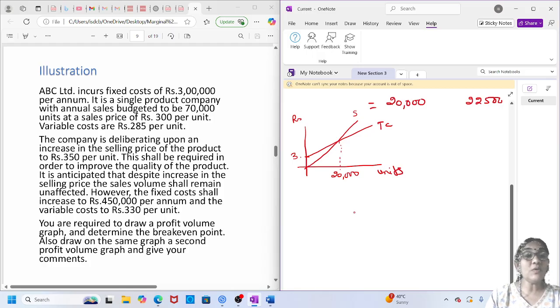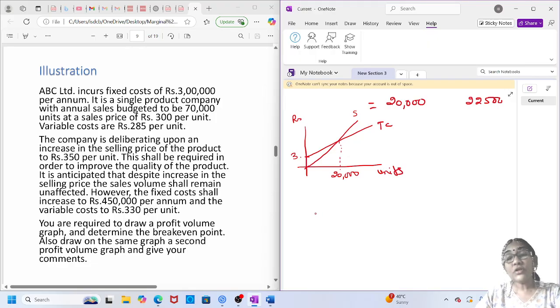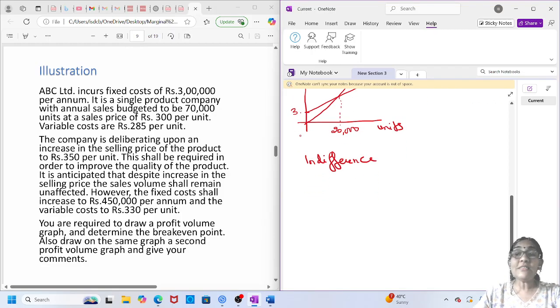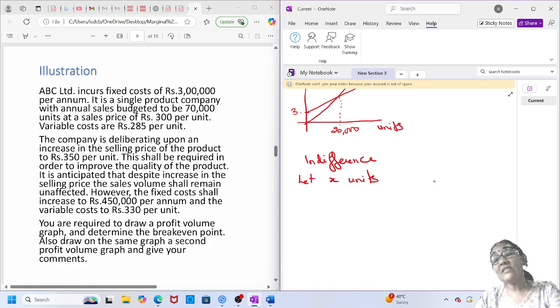But they have also asked us to comment on it. Now let us also find the sales at which what is known as the indifference point occurs. That means the profit under both the situations would be the same. So let us assume, let X be the number of units at which profit under both the situations would be the same. That would be the point of indifference.